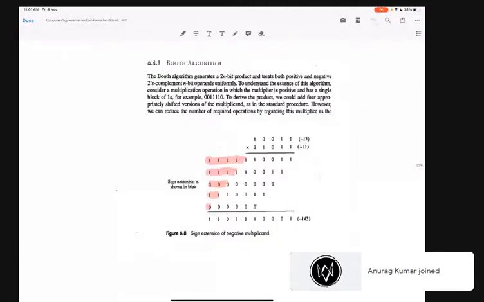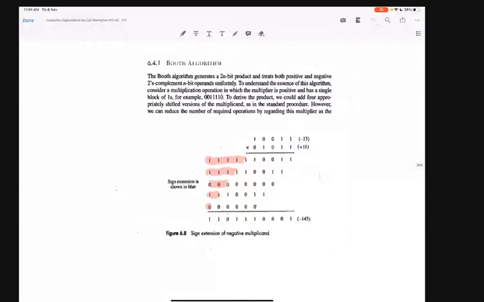Here you can see, in the first partial product the sign bit is extended: 1 1 1 1, four ones are added. In the second partial product three ones are added, in the third partial product two zeros, or three zeros, are added, in the fourth one two ones are added, and in the fifth one nothing is added. So that's the sign extension. Hopefully you remember what sign extension is.